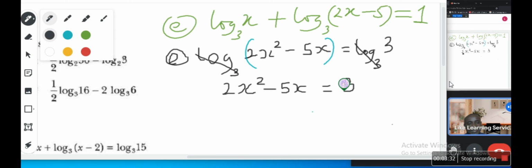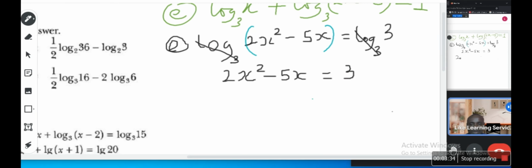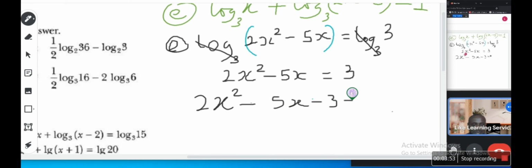Good. Please, just be telling me what to do. Let me finish it up here so that we can work faster, since I'm writing with a stylus. Yes, 2x squared minus 5x, minus 3 now equals 0. Beautiful. You are a very strong math student.